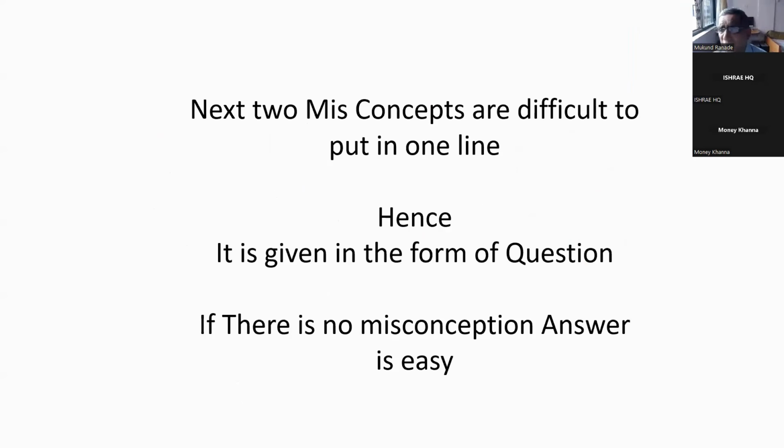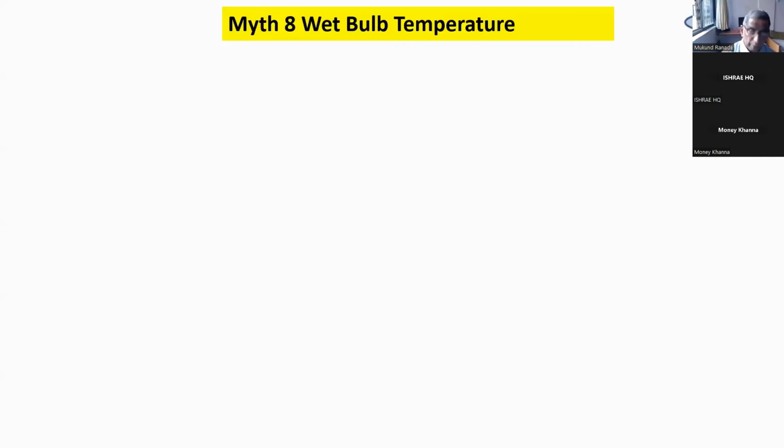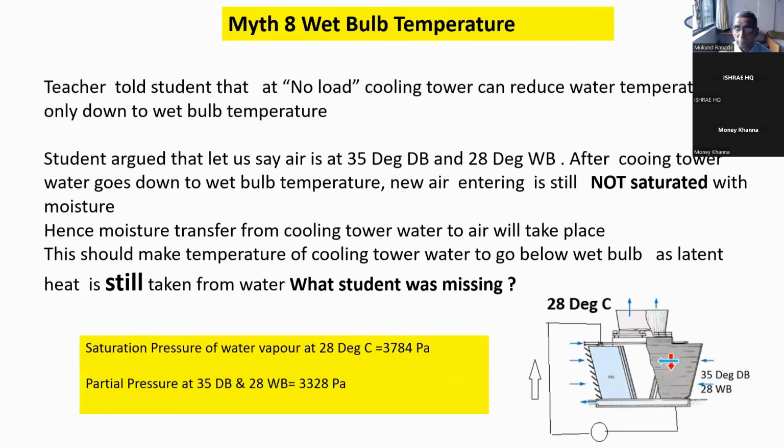Next two misconceptions are difficult to put in one line, like the first seven misconceptions. Hence it is given in the form of a question. If there is no misconception, the answer will be easy. So what is the misconception about wet bulb temperature?